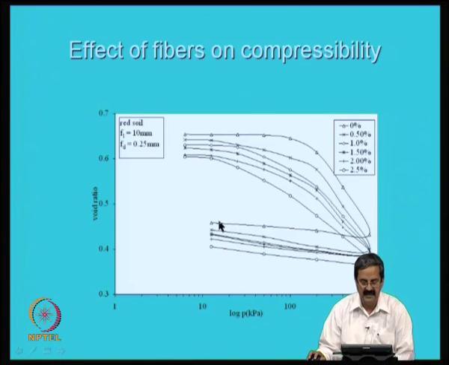Then you can see the effect of fibers on compressibility also. Why I am trying to cover just fibers is that they have been useful in all the applications. You can see that originally the compressibility is quite high in the case of soil without fiber, but if you add fibers, with increase in fiber content, the compression index Cc and the recompression index Cr will come down. This is a very good advantage if you would like to reduce the compressibility.